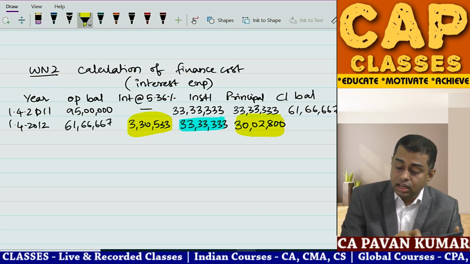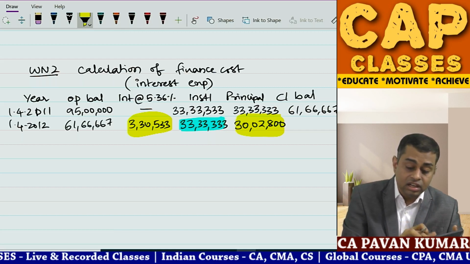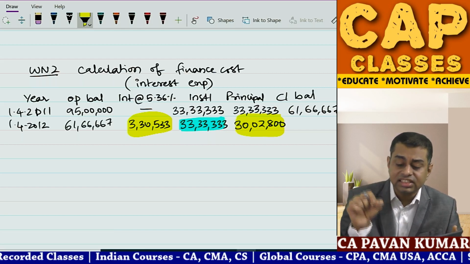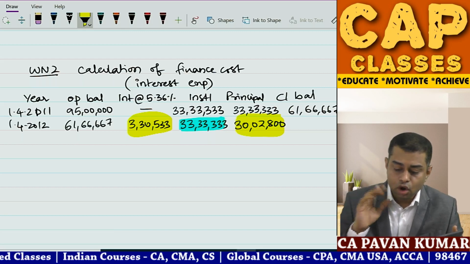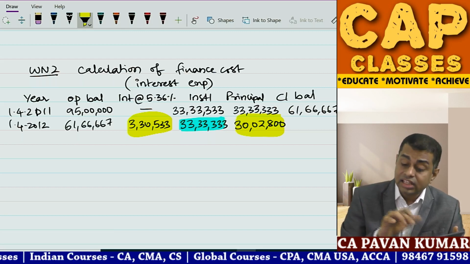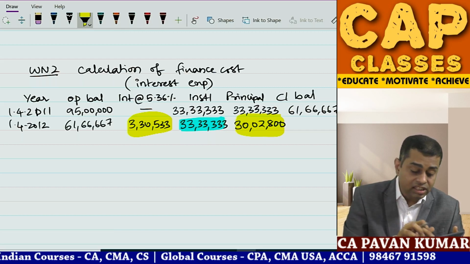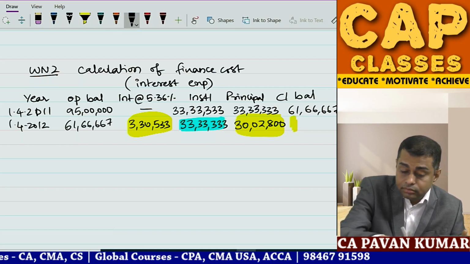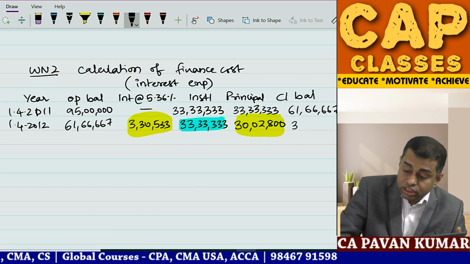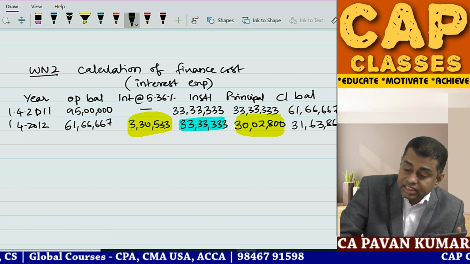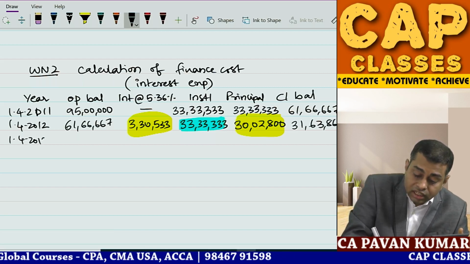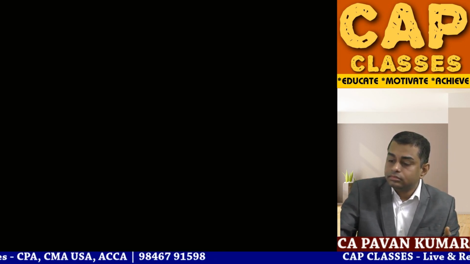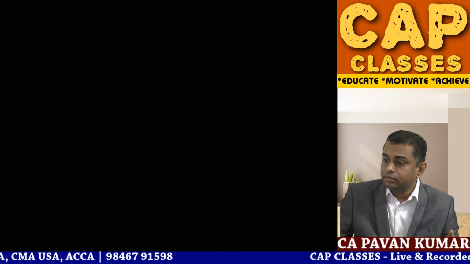Now calculate the closing balance. Opening balance is 61,66,667, minus how much of it? Principal amount you have paid, 30 lakhs 2,800. That comes to 31,63,867. So next year 1/4/2013 opening balance will be 31,63,867.